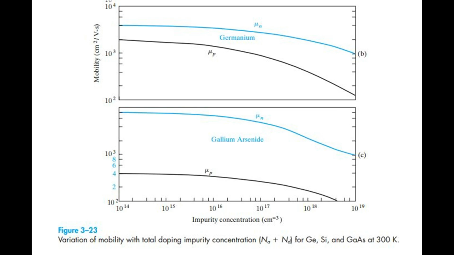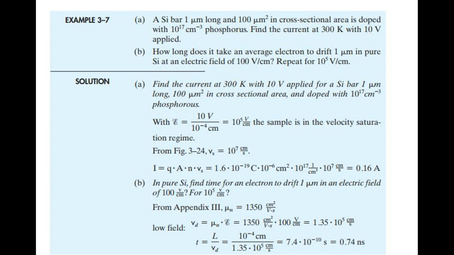Example 3-7. A silicon bar 1 cm long and 100 μm² in cross-sectional area is doped with 10^17 cm^-3 phosphorus. (a) Find the current at 300 K with 10 V applied. (b) How long does it take an average electron to drift 1 μm in pure silicon at an electric field of 100 V/cm? Repeat for 10^5 V/cm. Find the current at 300 K with 10 V applied for a Si bar 1 cm long, 100 μm² in cross-sectional area, and doped with 10^17 cm^-3 phosphorus.